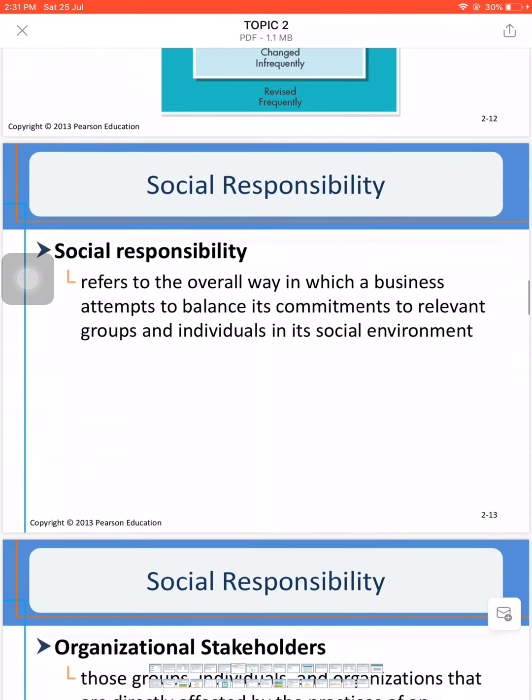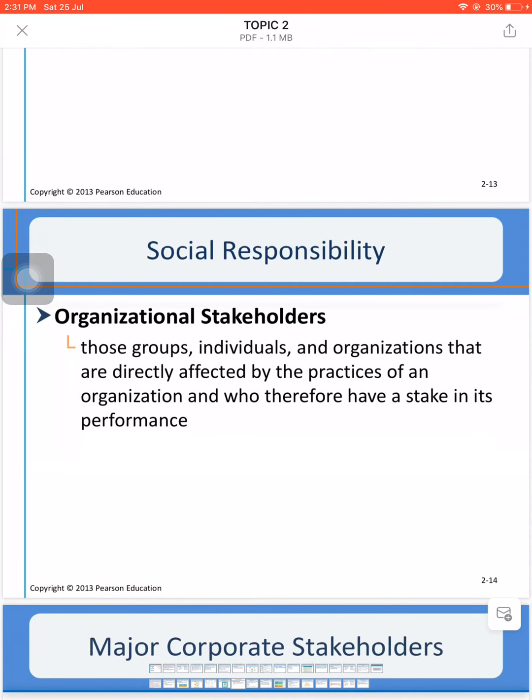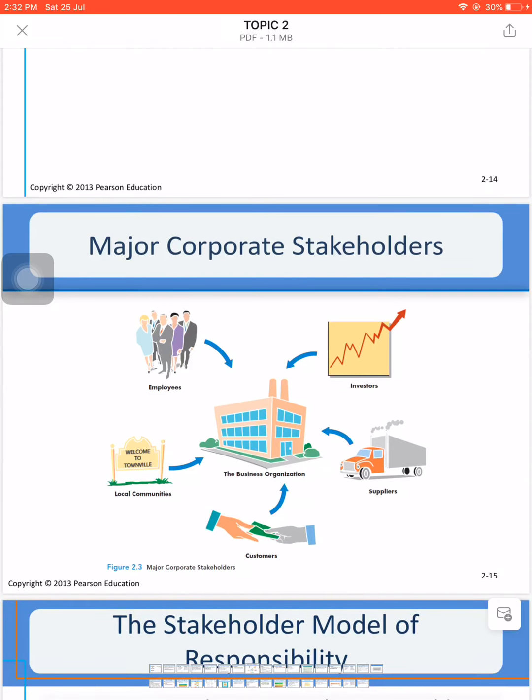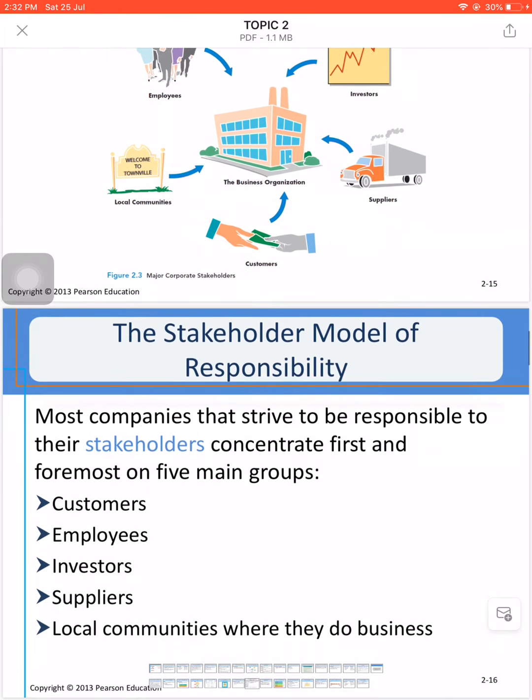Social responsibility. Social responsibility refers to the overall way in which a business itself tries to balance its commitment to relevant groups or individuals in its social environments. Okay, this is what it means, to try to balance its commitments. So how? Here is the stakeholders model of responsibilities. Most companies strive to be ethically responsible to 5 main groups, which are employees, customers, investors, suppliers, and also local and international communities. So how they handle it, how they are ethical towards their 5 main groups is here. Let me show you.